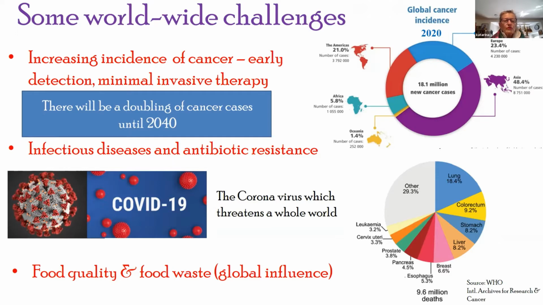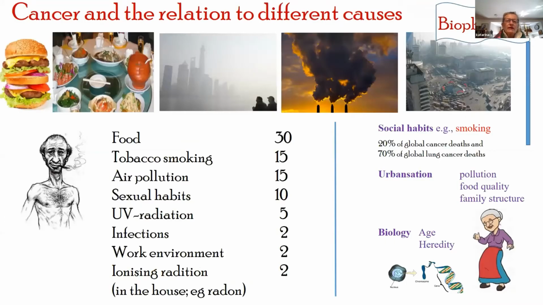Sune touched upon food quality a little bit, and I will give some epidemiological aspects of that. What you see here is that food is really related to the development of cancer. We believe, or statistics tell us, that food represents 30% of the genesis of cancer in the gastrointestinal tract. So this is something that we really have to take into very serious perspective.